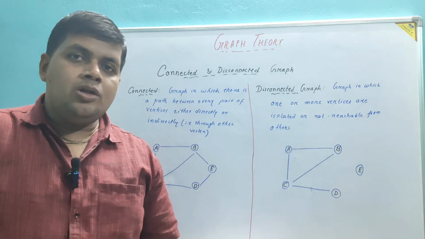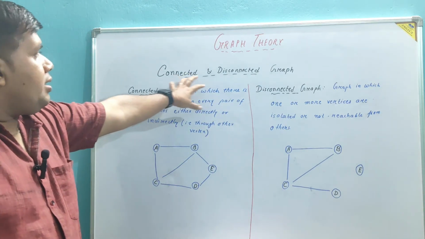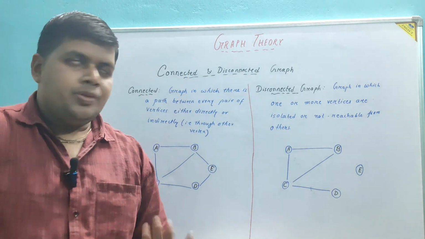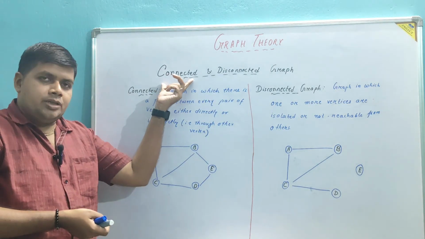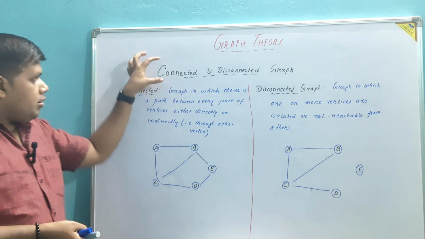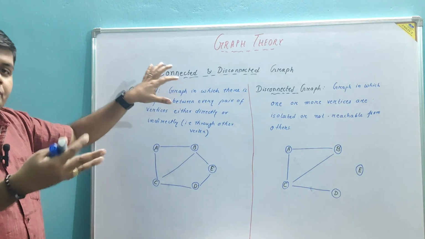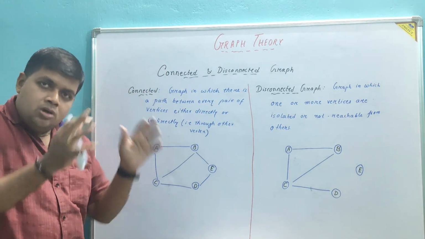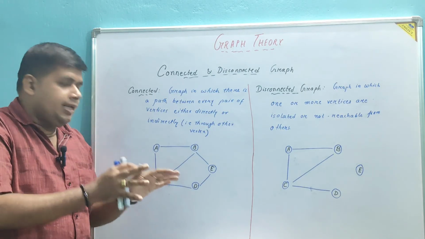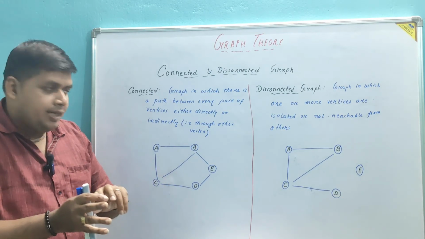In this video, we will be explaining what a connected and disconnected graph is. So, what is a connected graph? From the name itself, we can guess what it will be. A connected graph is nothing but one in which all the vertices are connected directly or indirectly.